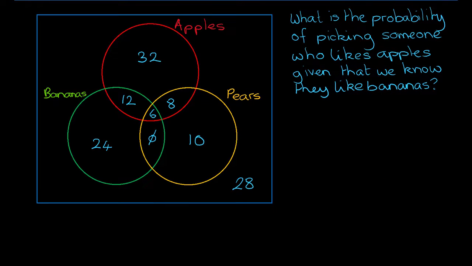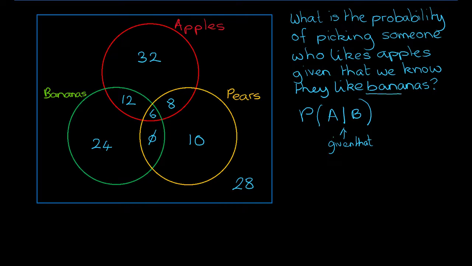I'm going to introduce you to something new here. So we're doing the probability of picking someone who likes apples, given that we know they like bananas. So we write that as the probability of A with this line B. That line means given that. This means that we're restricting ourselves only to what's inside of the bananas, the green circle.